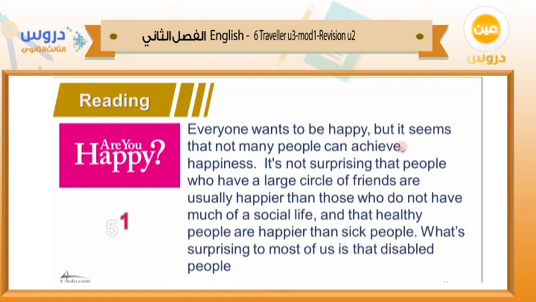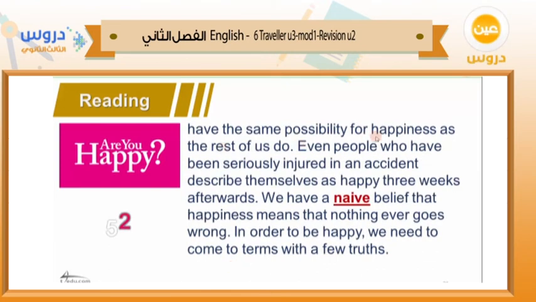Everyone wants to be happy, but it seems that not many people can achieve happiness. It is not surprising that people who have a large circle of friends are usually happier than those who do not have much of a social life, and that healthy people are happier than sick people. What is surprising to most of us is that disabled people have the same possibility for happiness as the rest of us do. Even people who have been seriously injured in an accident describe themselves as happy 3 weeks afterwards.